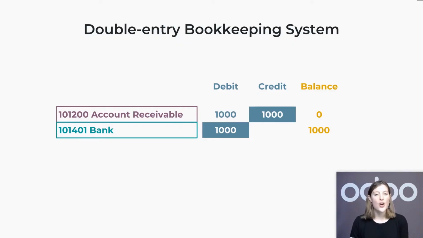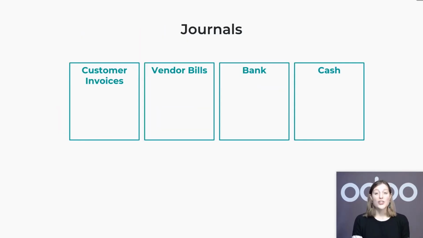Whenever I want to know the current total in an account, I look at its balance. To find it, simply apply the formula: debit minus credit equals account balance. All transactions are recorded in journals. I like to picture them as big books where all transactions are recorded chronologically.